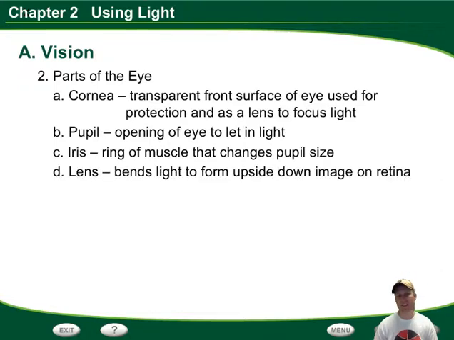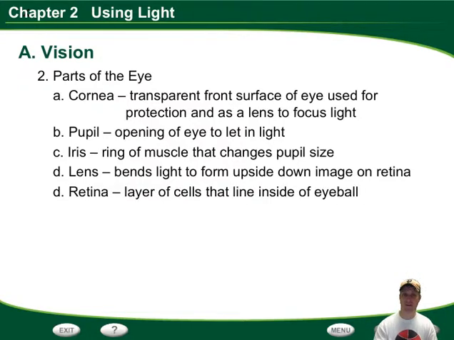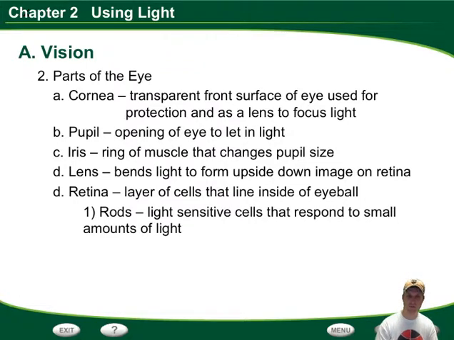The lens is behind the pupil, that opening of the eye, and it bends light to form an upside down image that actually strikes the retina. And the retina is made of cells known as rods and cones that are on the inside back of the eyeball, and these little receptors actually transmit that signal, that light, that image to the optic nerve, which sends it to the brain.